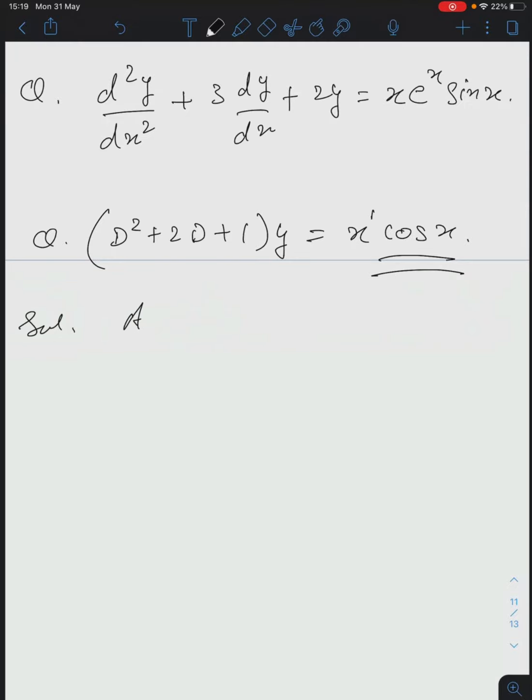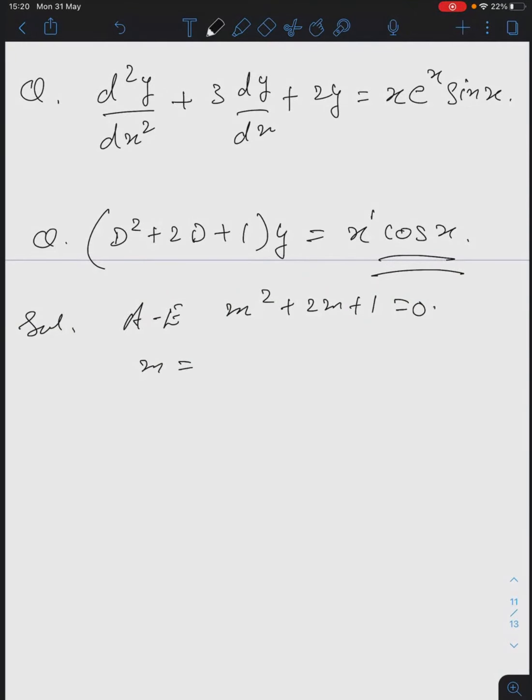First find the roots of auxiliary equation m square plus 2m plus 1 is equal to 0. What are the roots here? Tell me. What are the roots? Okay.